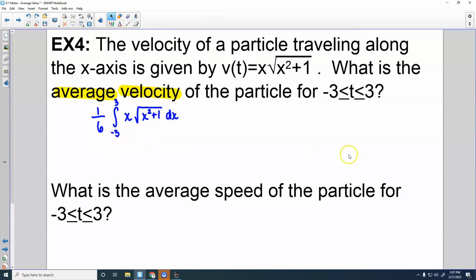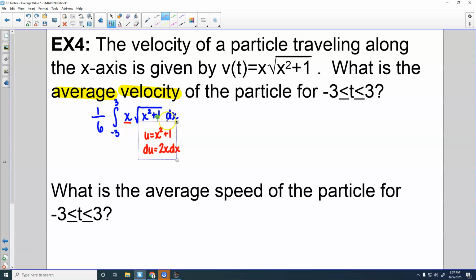That's going to have to be a U substitution. And this is the kind of U substitution we haven't done in a while, right? Like we did some natural log stuff, but we haven't done this in a while. What's the u going to be? U is going to be x squared plus 1. What is du? 2x dx.